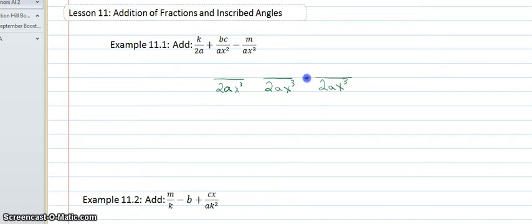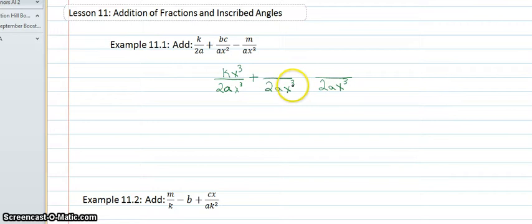Then we'll make sure we get our signs right. That one's minus, this one is plus. Alright, now the k already has the 2a under it, and I would have had to multiply x cubed to get 2ax cubed. So I need to multiply the k by x cubed. So k x cubed.